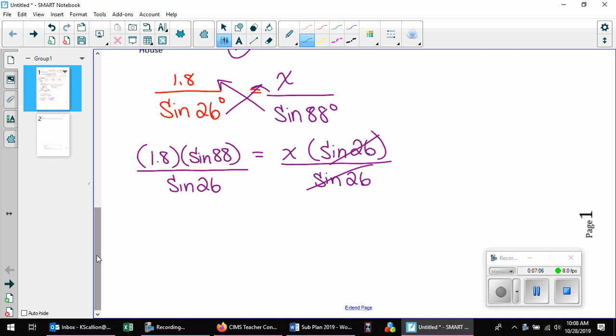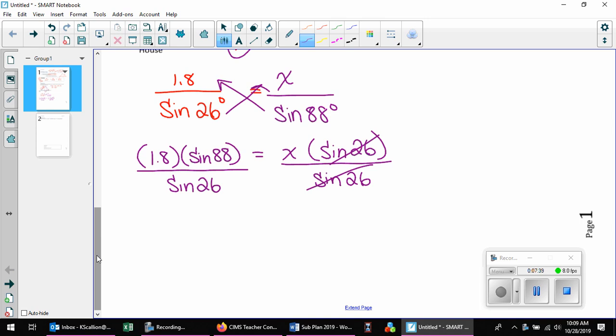So 1.8 times sine of 88. You cannot do that, because this is an actual number, this is a decimal number, and this is a decimal number. So when I've done that multiplying, I'm going to divide by sine of 26. I'm going to leave all those decimals in my calculator, because you should not be rounding until your final answer. Does that make sense to everybody?